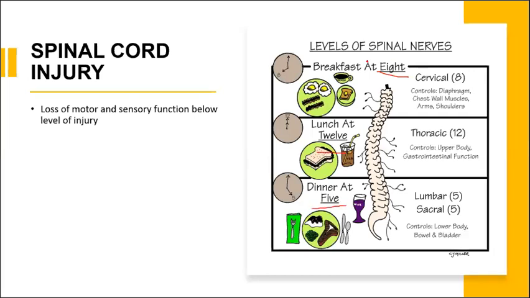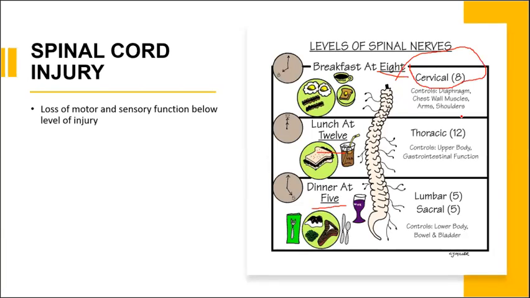Breakfast at 8 tells me that there are 8 cervical vertebrae. The cervical spines control the diaphragm, the chest wall muscles, the arms, and the shoulders. So remember that your cervical spines control the diaphragm, the chest wall muscles, the arms, and the shoulders.